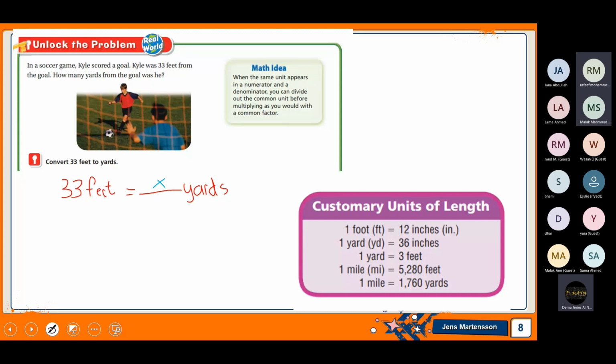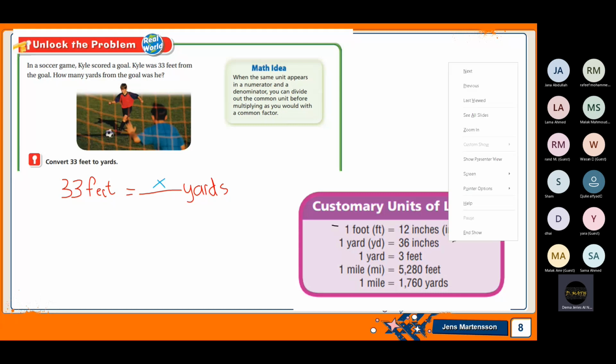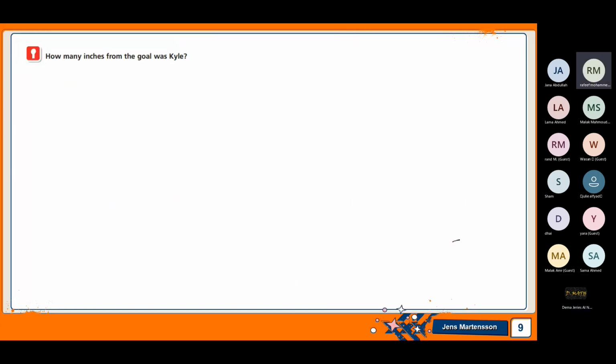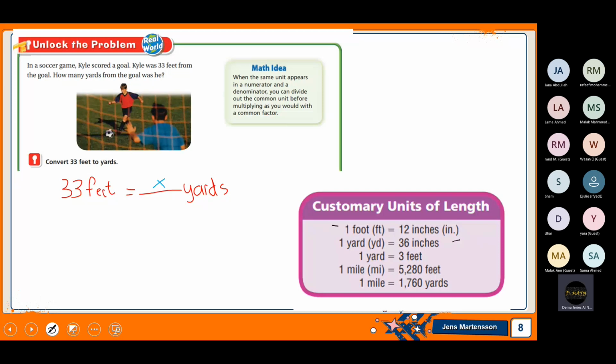Okay, this lesson. Now that you have 33 feet and you want to find it in yards, the second step is to go to the conversion factor. Where is the conversion that has feet and yards? Here we have foot and inches, here yard and inches, and here yard and feet. So I will use this one: 1 yard equals 3 feet.